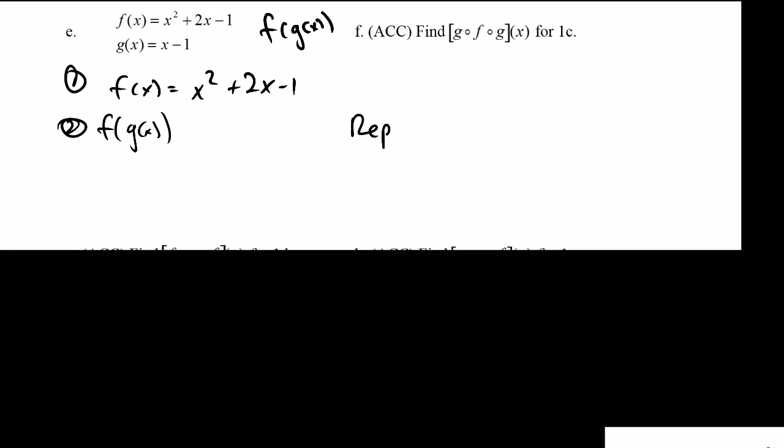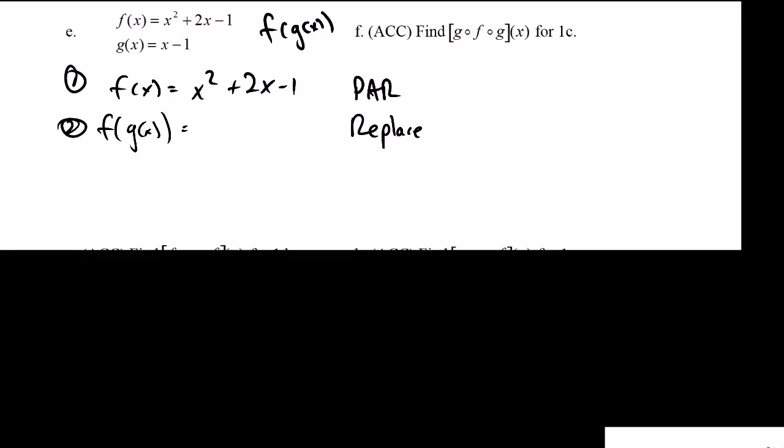So we found our parent, and now we're replacing. If we replace this, then we're going to get x minus 1 squared plus 2 times x minus 1 minus 1. Remember all the x's: there are 2 x's in this problem. There's an x with the squared term, and there's an x over here, so we replaced both of them.